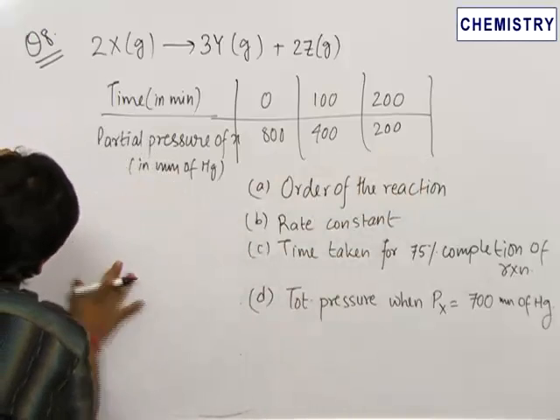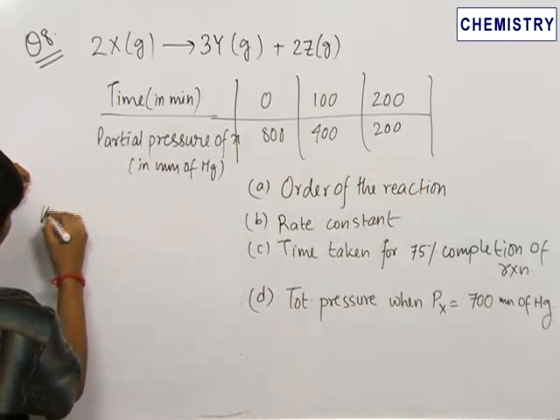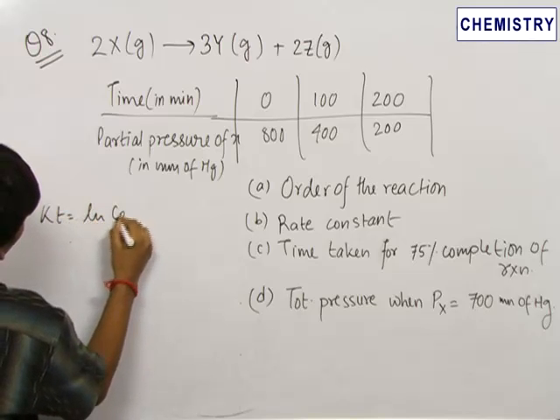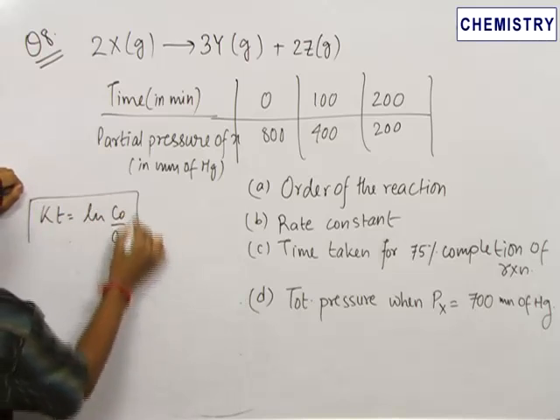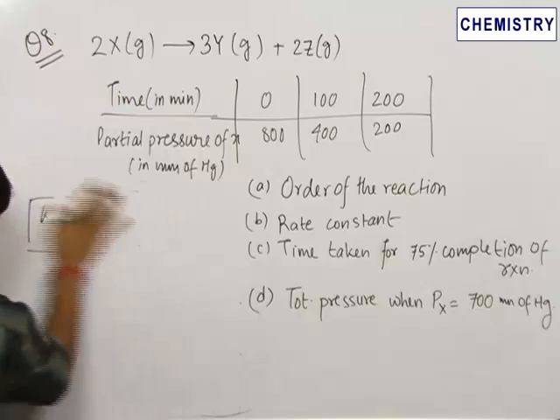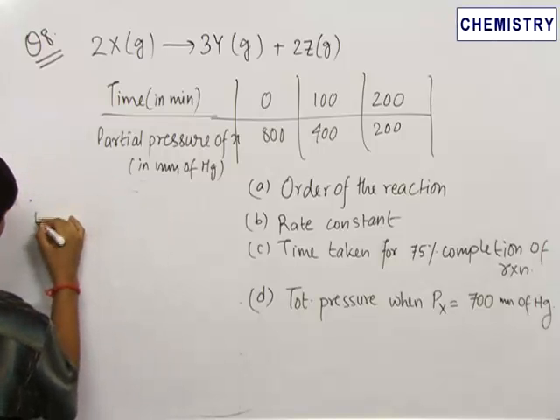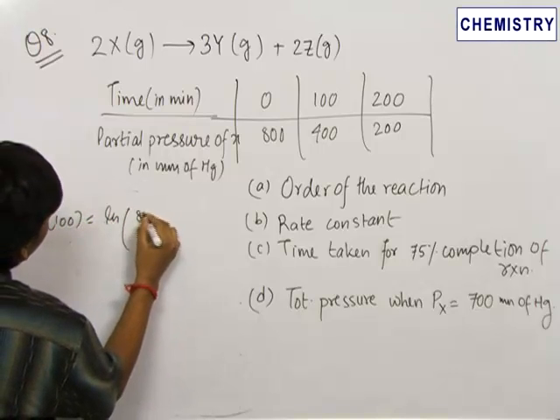So for finding out the order of the reaction, you can use Kt is equal to ln C naught upon Ct. Let us check if it is a first order reaction. If it is a first order reaction, it should follow this. Therefore, let us write this for this to this and this to this transition. Therefore, K into 100 is equal to ln of 800 upon 400.